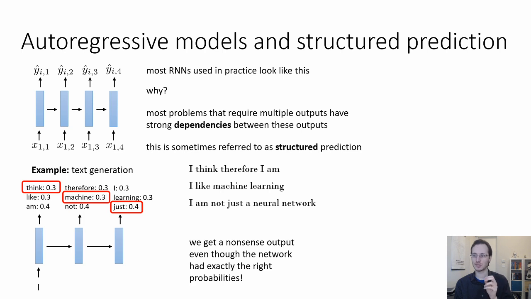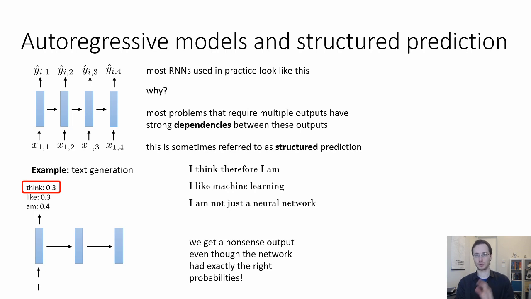So we get a nonsense output, even though the network had exactly the right probabilities at every point in time. And that's because in this task, the covariances between the words matter just as much as the probabilities of getting the correct words. Okay, so here's what we can do to fix this.